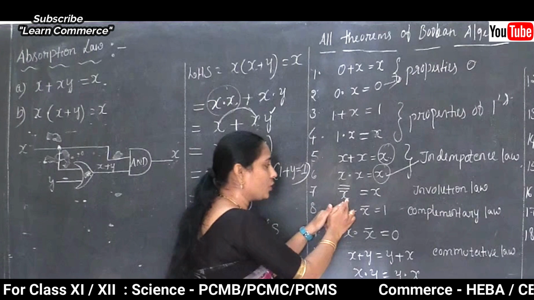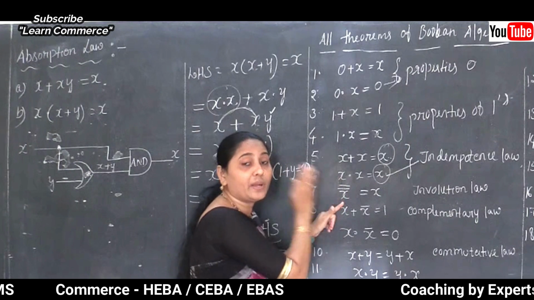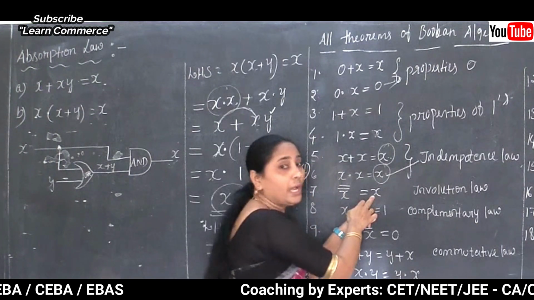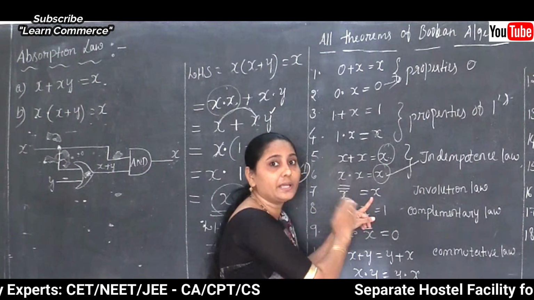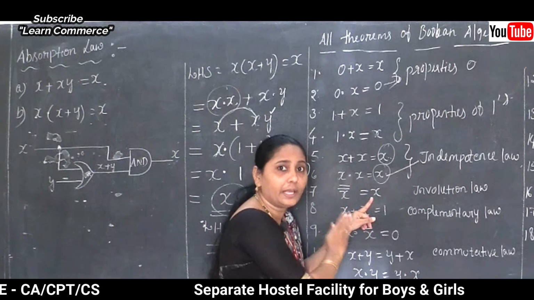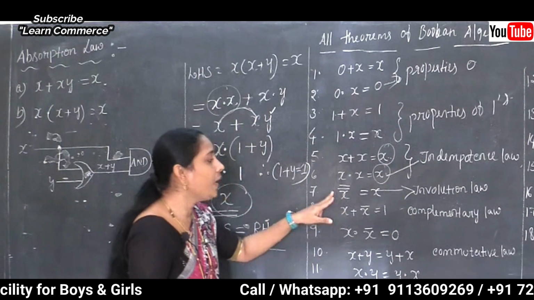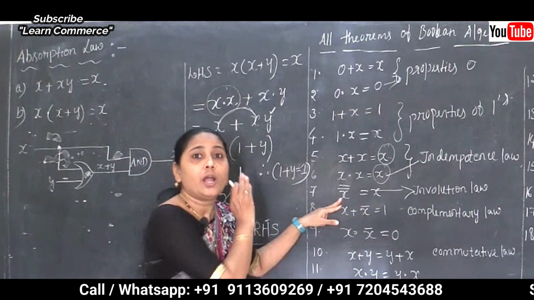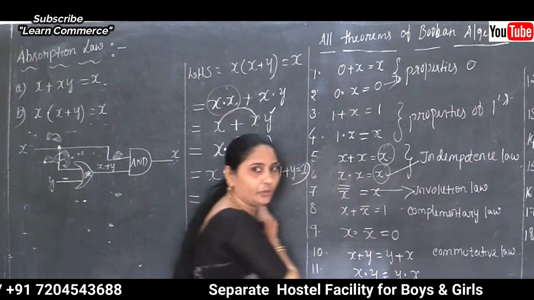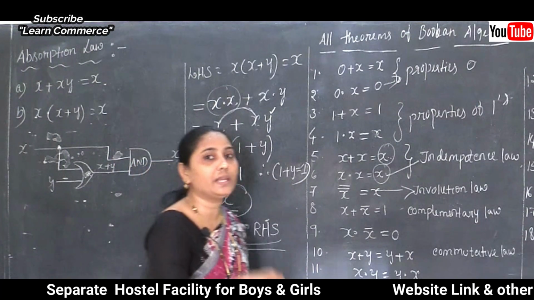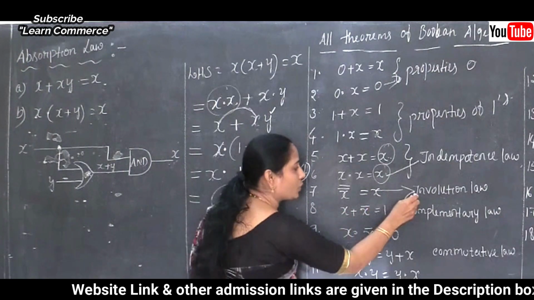Next law: x complemented twice. That means if a variable is complemented twice, we will get the same variable. Clear this point here? So we can say that if the complement of a variable is complemented again, we will get the same variable. This law is called the involution law. This is the seventh Boolean algebra theorem here. So in the involution law, the complement of a variable complemented again gives the same variable.